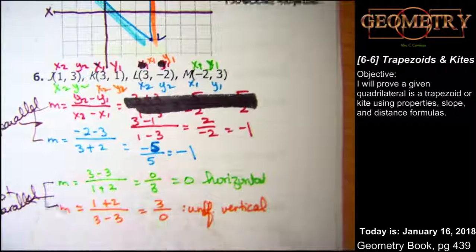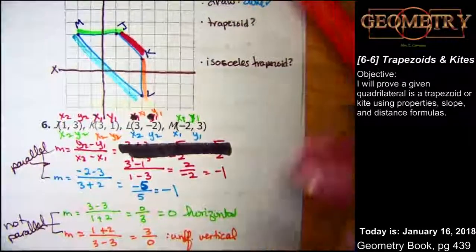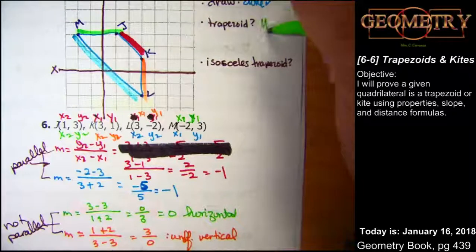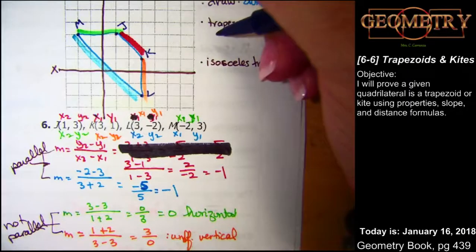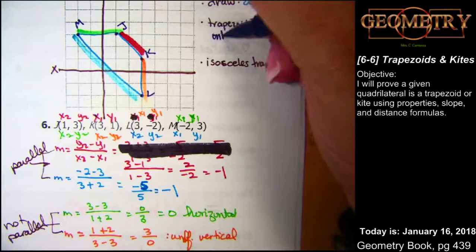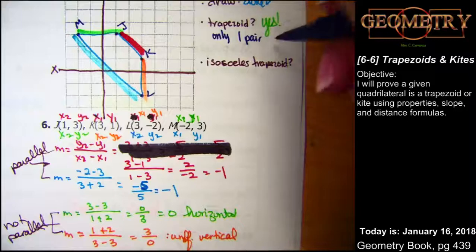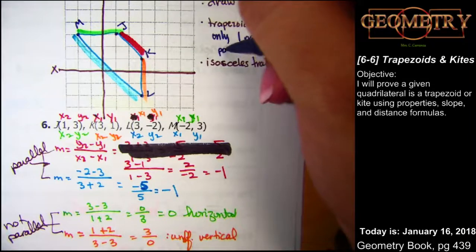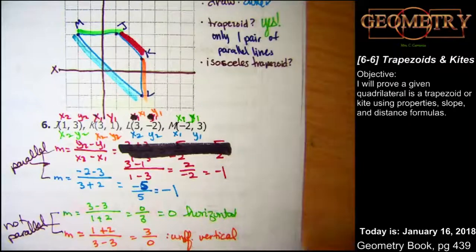All right, so do we have a trapezoid? Yes. Why? Because there's a pair of parallel lines. And only one pair. Only one pair of parallel lines. Now we need to confirm if this is an isosceles trapezoid.